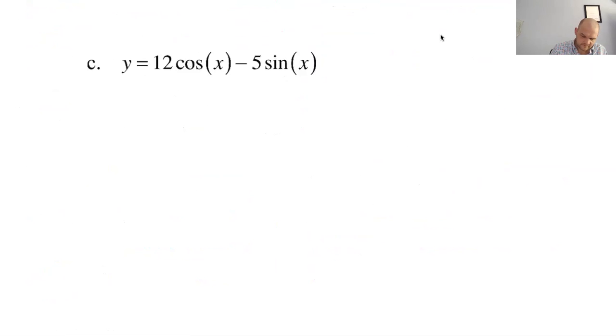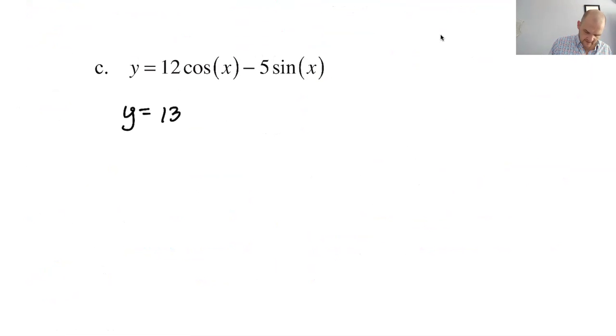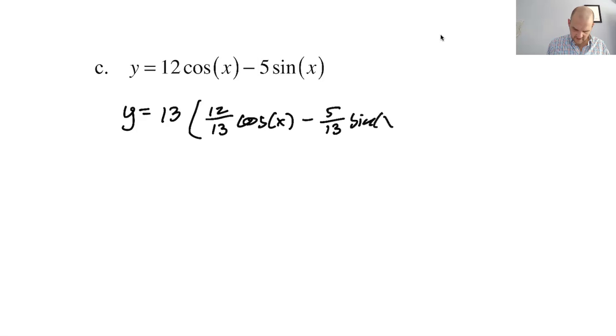12 and 5, not going to work, but it is a Pythagorean triple: 5, 12, 13. I'm going to divide everything I see by 13, but really what I'm going to do is this: y equals 13, and then the quantity, well, I'm just going to write 12/13 cosine x minus 5/13 sine of x, just to get the ball rolling. All right, so we're good there.